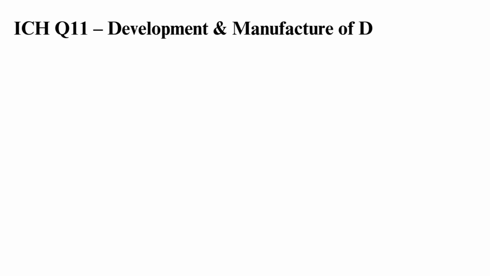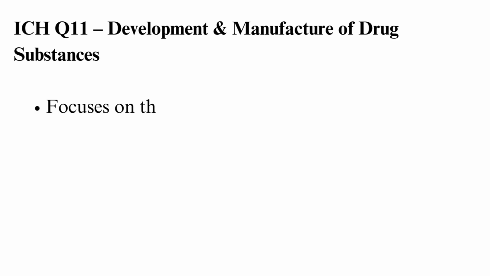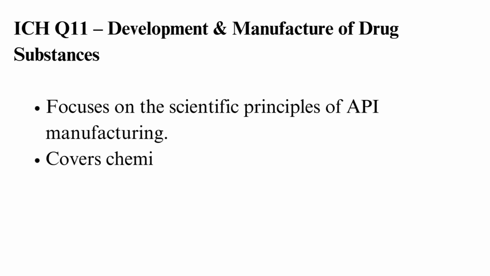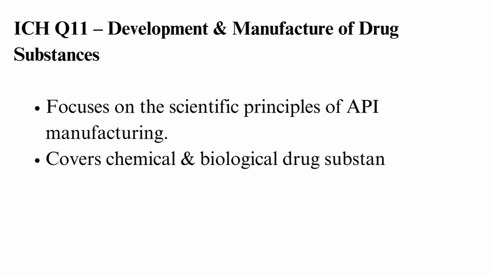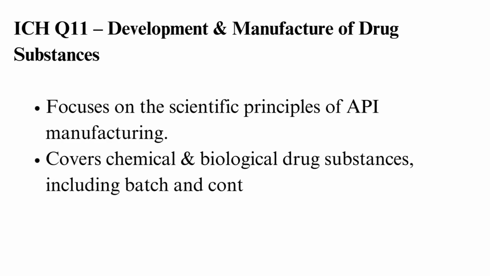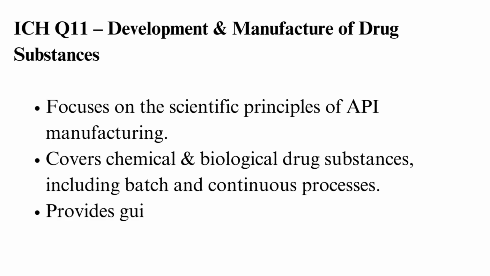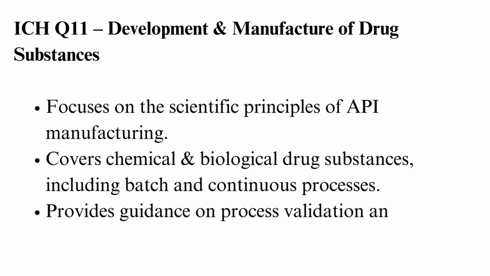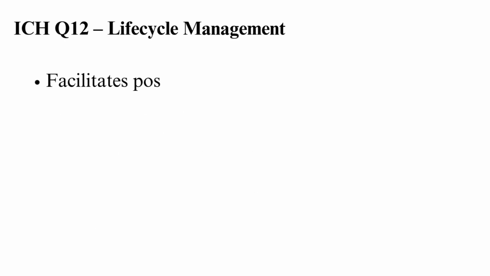ICH Q11 Development and Manufacture of Drug Substances. Focuses on the specific principles of API manufacturing, covers chemical and biological drug substances including batch and continuous processes, and provides guidance on process validation and impurity control. ICH Q12 Lifecycle Management.